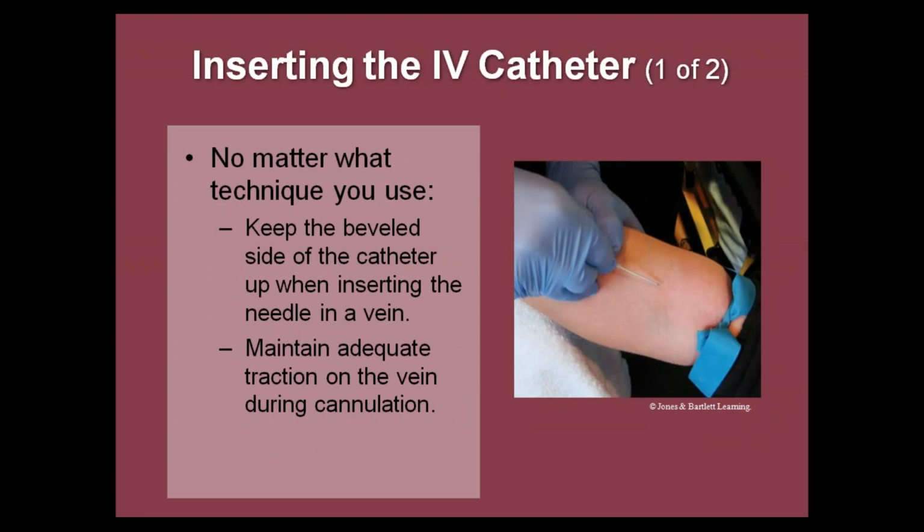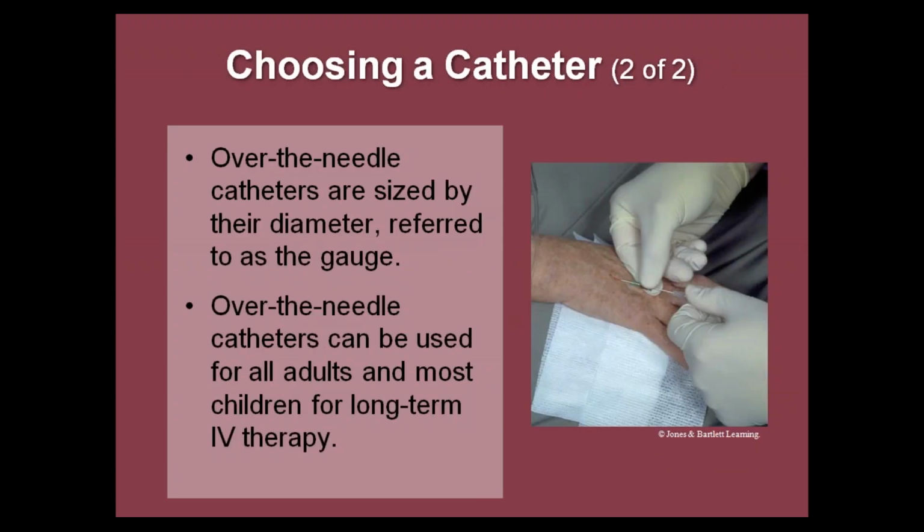The more distal the IV site, the smaller the catheter typically. So if you're starting down low with the hand, you might only be able to get, say, a 22 in the hand. But up in the AC, you might be able to get a 16. Again, it's going to depend on your patient's history, sometimes their medical conditions, depending on what type of medications they're on for different things, because it can affect their vasculature.